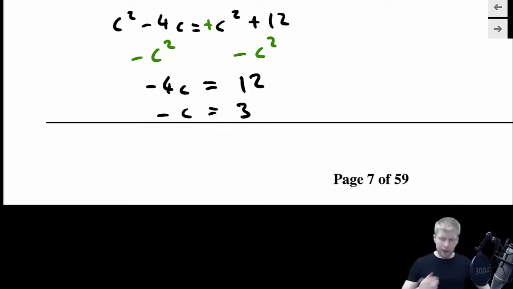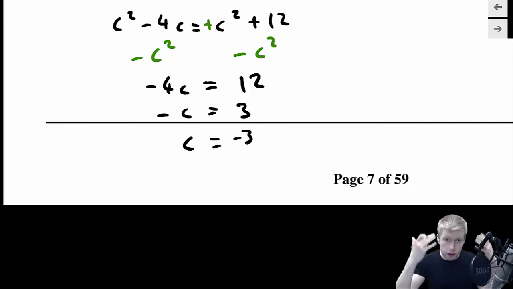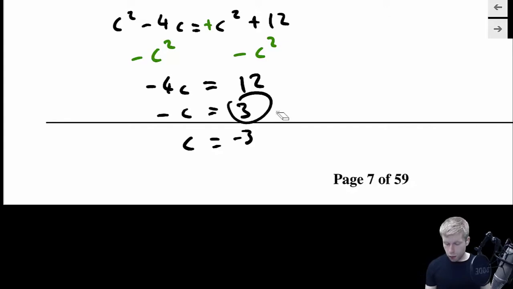And if you ever get to this point, you're like, oh, what do I do here? I don't know how to finish it off. It's really easy, okay? Negative some number equals 3, well then that number must be negative 3, mustn't it? What you've literally done there is divided both sides by negative 1, if you think about it formally, or you can think about it logically, because the negative of negative 3 makes 3. Either way works.